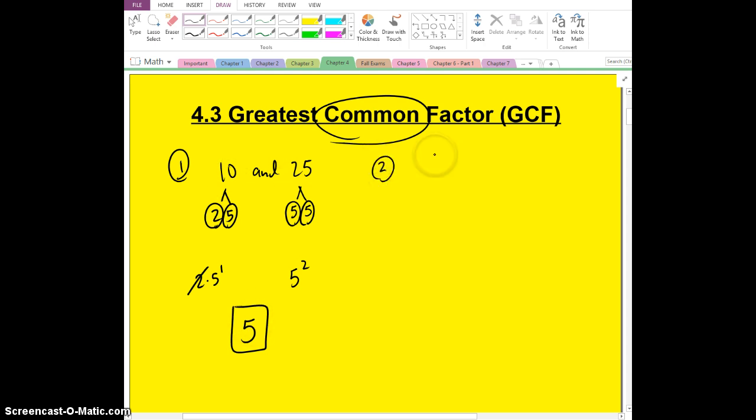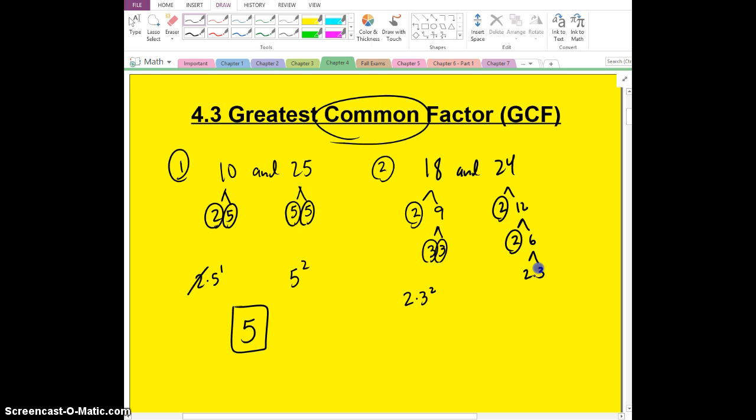Now let's look at the greatest common factor of the numbers 18 and 24. Well, if we break down 18, we could do 2 and 9. 2 is a prime factor, so I circle that. 9 breaks down into 3 and 3, so we have 2 times 3 squared. 24 breaks down into 2 and 12, and then 12 breaks down into 2 and 6, and then 6 breaks down into 2 and 3. So I have 2 to the third times 3.